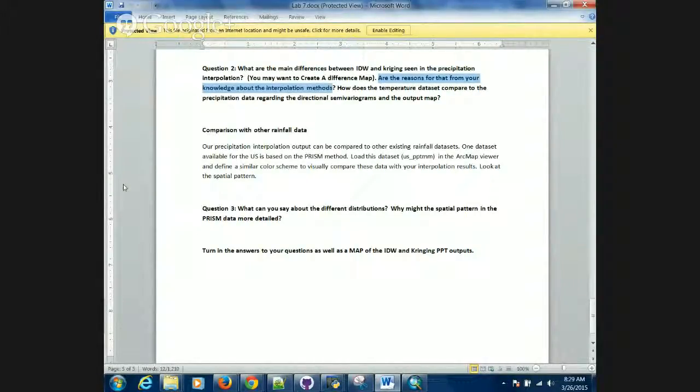Okay. Why might the spatial pattern in the PRISM data, it's from PRISM, PRISM is the data source, why might they be more detailed? And again, I don't expect you to have an exact right answer, but think about why it might be more detailed and write something. So what you need to turn in is the answers to your questions, as well as a map of the IDW and Kriging precipitation outputs. One map each. You can put it on the same page if you want, but you can also put it on 2 pages and then turn that in, email that.